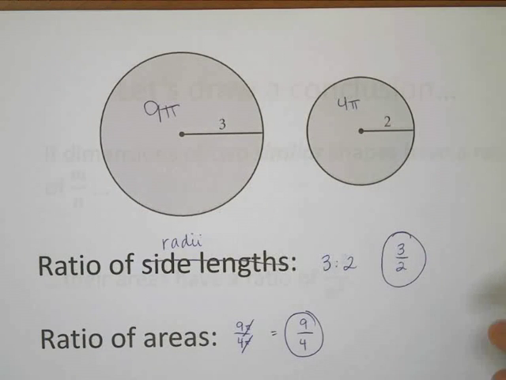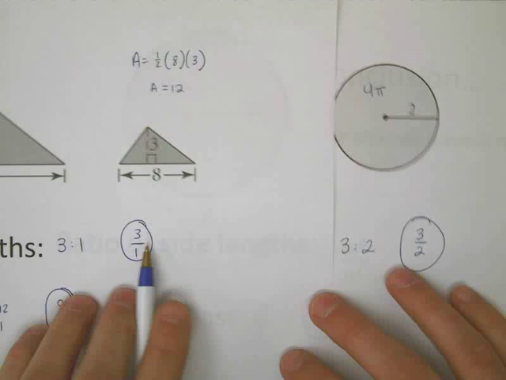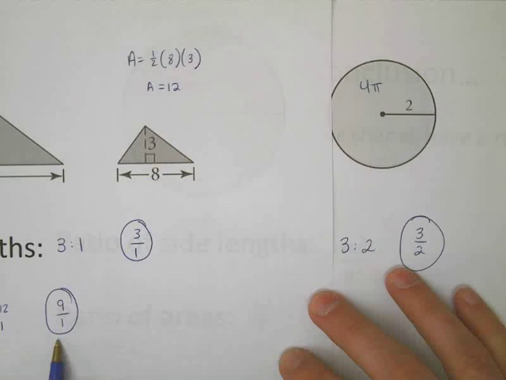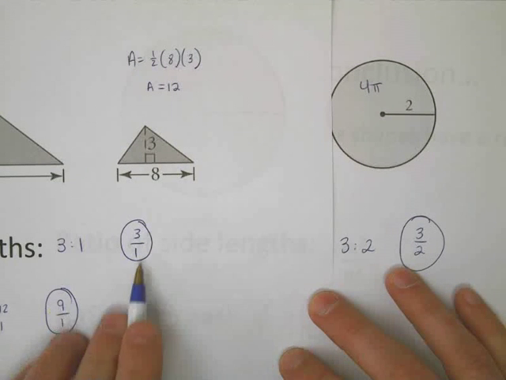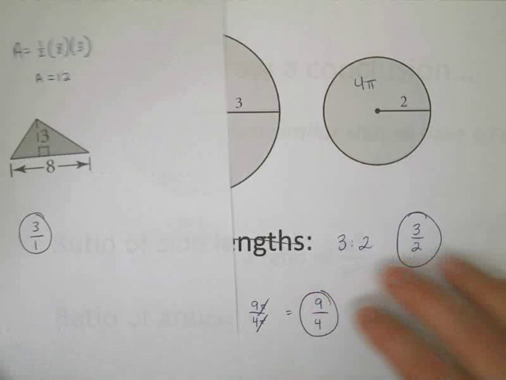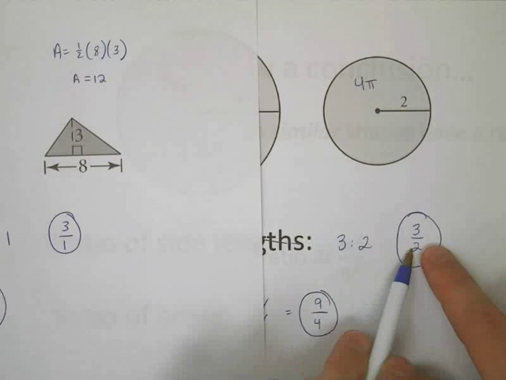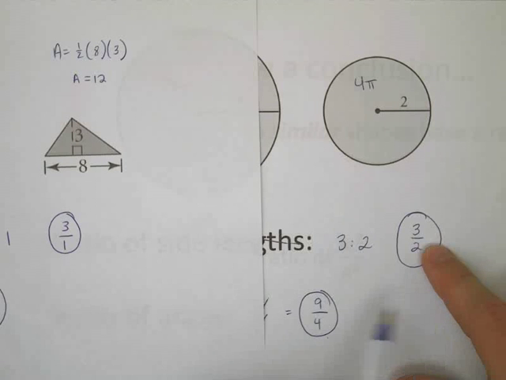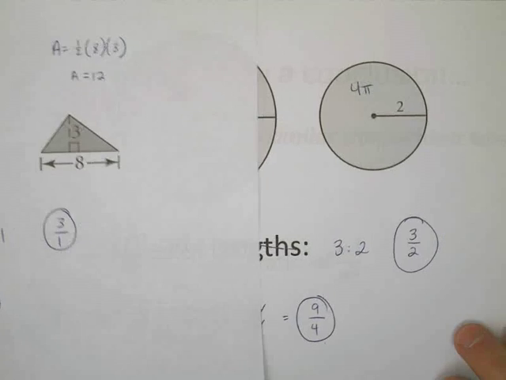Well, how in the world are we doing this? How do we get from 3 over 1 to 9 over 1? What's the relationship between 3 and 9? How did I go from a 3 to a 9 and a 2 to a 4? So it's not multiplying by 3 each time. It's not doubling each time. It looks like maybe the relationship is this.